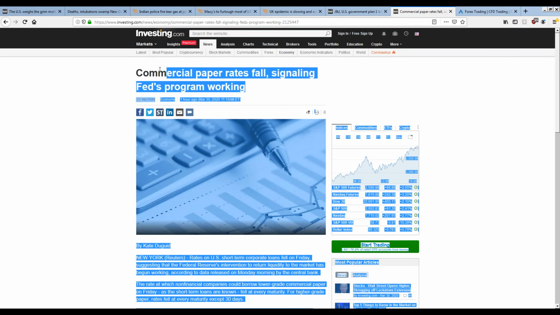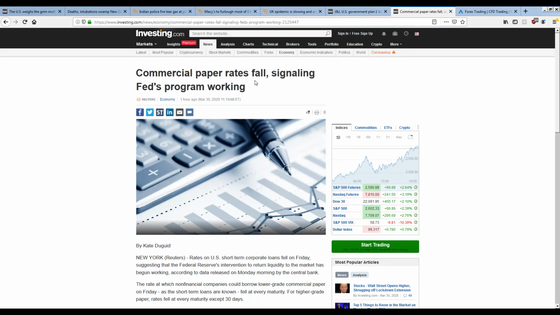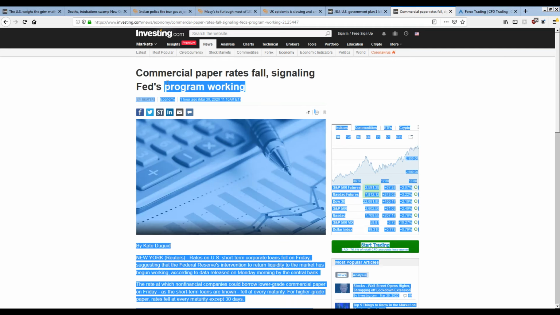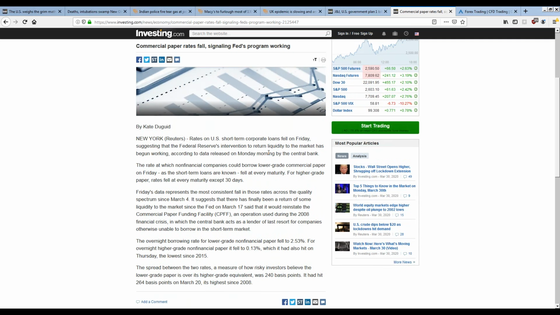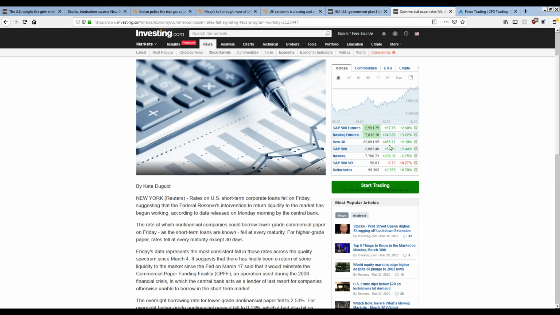This was a big one today. When they talk commercial paper rates, they're talking about loans to businesses. The interest rates fell. And it makes sense because the US lowered their interest rate to 0. So the Fed's program is working, they're saying. Businesses are starting to take loans interest free, right? So now they can keep their businesses open as they're shut down for a month or two. So the markets really responded to that as well today.